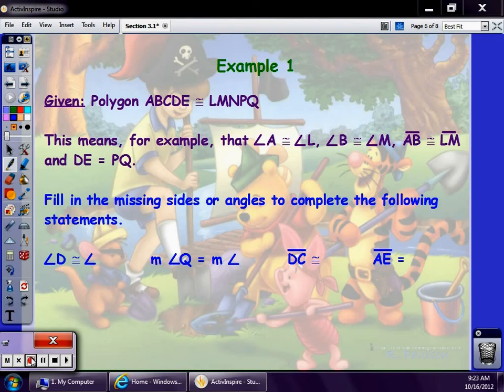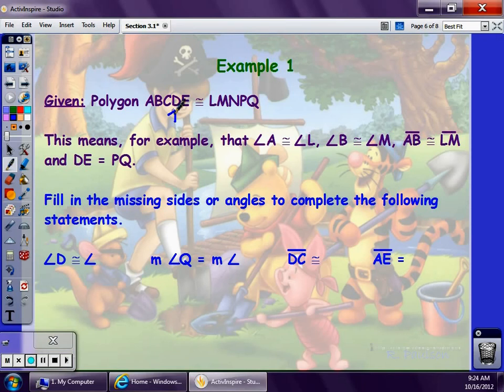So we are going to fill in the missing sides or angles to complete the following statements. What you're going to want to look at is your congruency statements. So we know the fact that ABCDE is congruent to LMNPQ means that angle D, which is right here, should be congruent to angle P. We now know that angle Q, which is here, should also be congruent to angle E. We now know that DC, so DC is right here, must be congruent to PN.